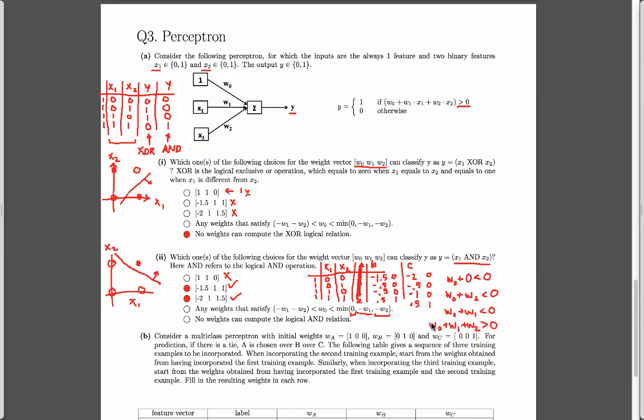And then the last inequality is that we want w0 to be greater than negative w1 minus w2 if we bring these two to the other side of the inequality. And that result is given by this inequality right here. So therefore, this expression right here exactly is equivalent to satisfying all four of these inequalities right here. So this option is also true.